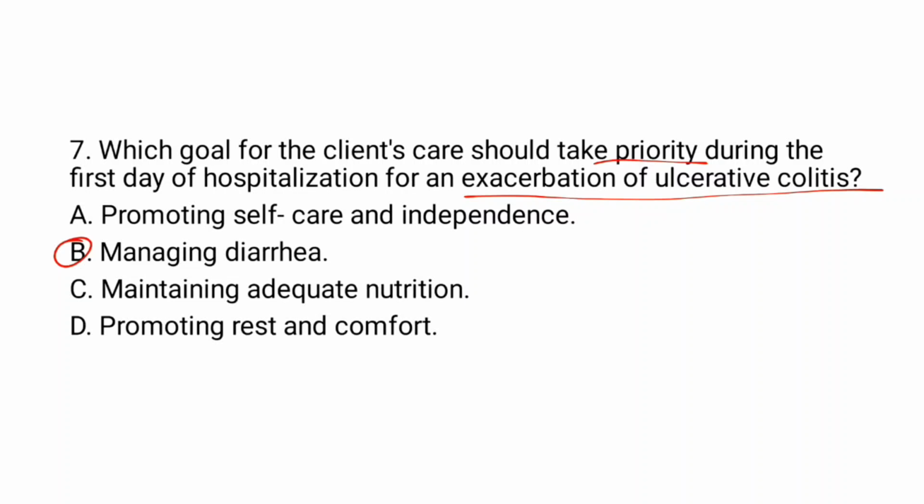The primary problem of the client with ulcerative colitis is severe diarrhea. Therefore, managing diarrhea should take priority in his care to prevent dehydration, electrolyte imbalances, and further complications. Ang sagot natin dito is letter B, managing diarrhea.